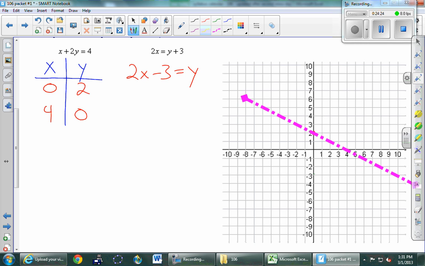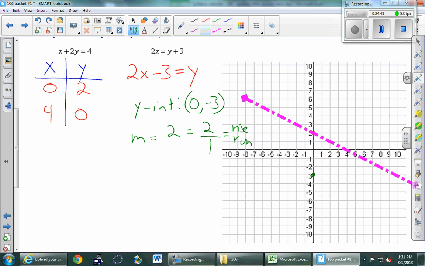Okay, so (0, -3) is down here. That's the y-intercept. What's the slope of this line? 2. So the slope of this line is the number touching the x. So the slope in this case is 2, which I'm going to force to be a fraction by writing it as 2 over 1. And then I'm going to think of this as my rise and my run.